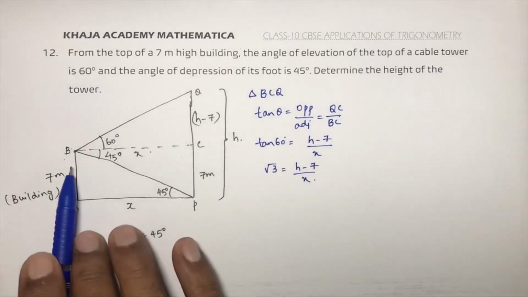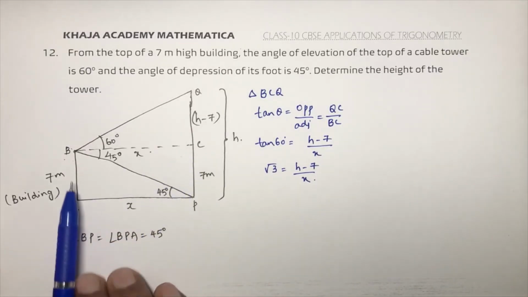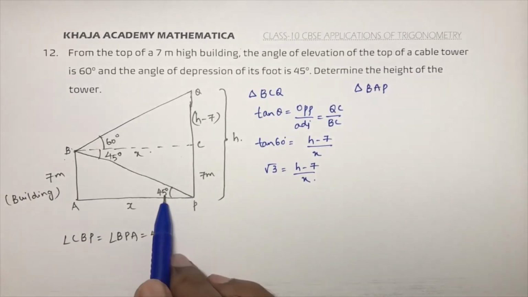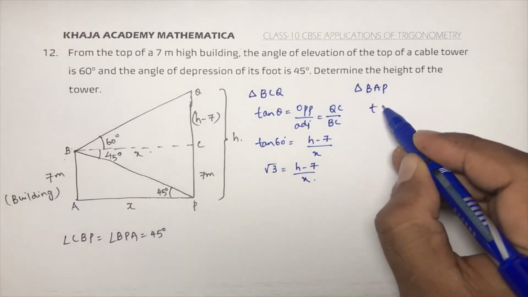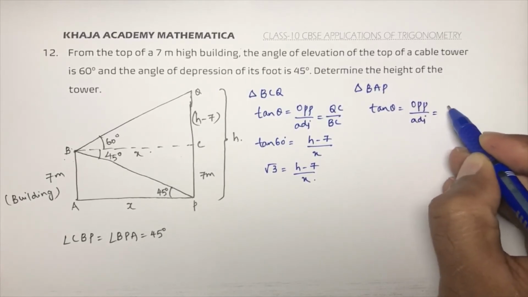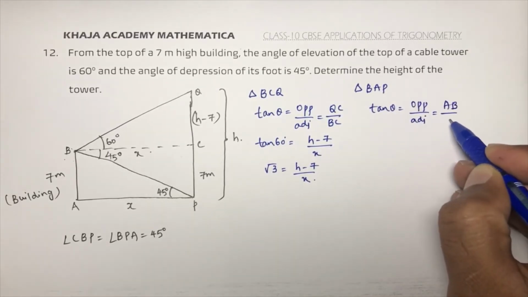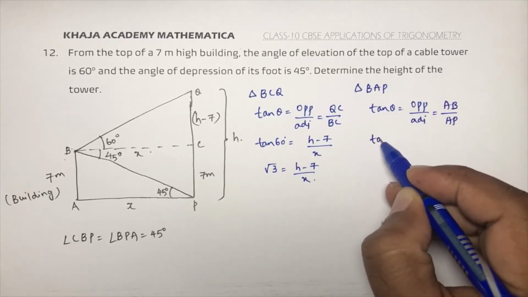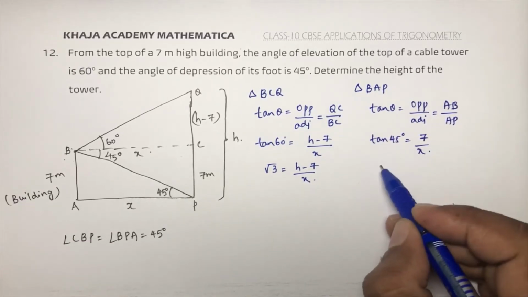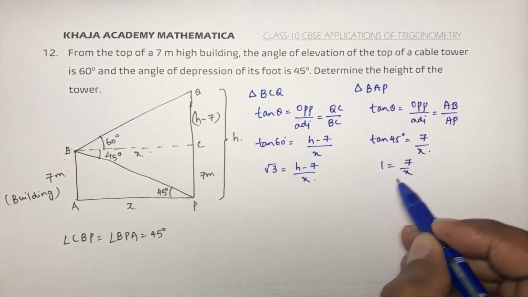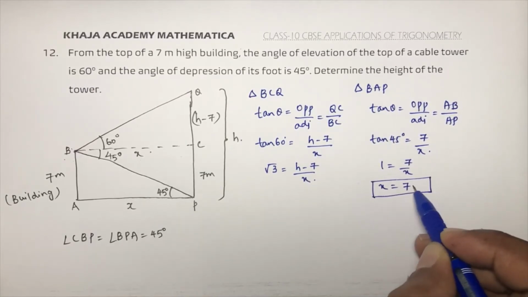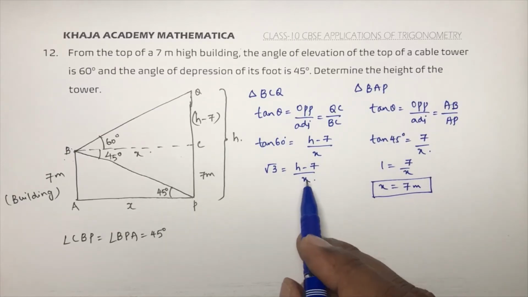Now take another triangle. You can take BCP or you can take BAP. So I'll take BAP. Theta, opposite, adjacent. So again tan theta is opposite by adjacent, AB by AP. So tan 45 degrees, opposite is 7, adjacent is X. 1 equals 7 by X, X equals 7. X equals 7 meters. Now this X value I'll substitute here.